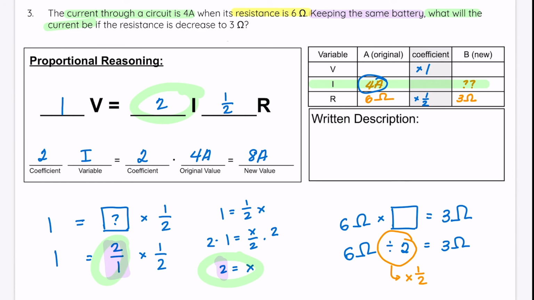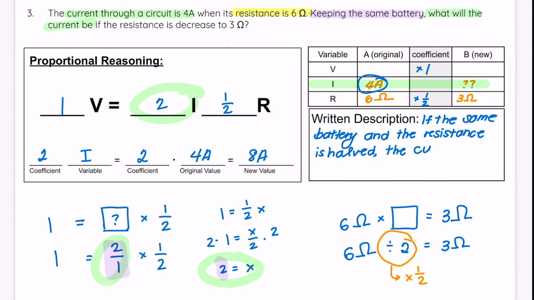So for the written description: if we have the same battery and the resistance is halved, the current will have to be doubled. And so that is it for this problem.